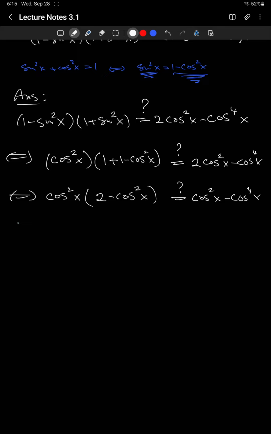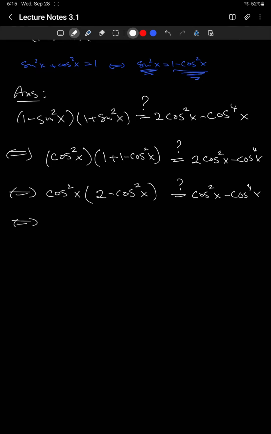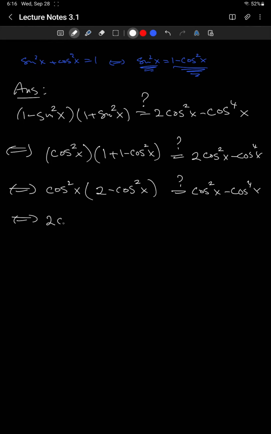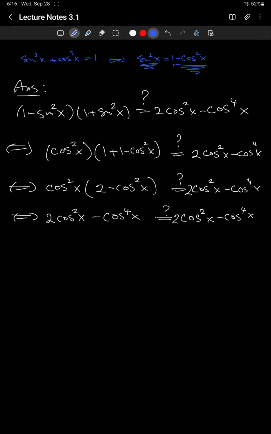Okay. And then here we can see, well, if I distribute this cosine squared in, I'm going to get 2 cos squared x minus cos to the 4th x. Is that equal to cos, oops, I forgot the 2 up here. 2 cos squared x minus cos to the fourth x. And here, again, we see that this side is literally the same as that side. So this guy is for sure true. And so the one above it is true. So the one above that is true. And so finally, the one we actually wanted to confirm is also true.